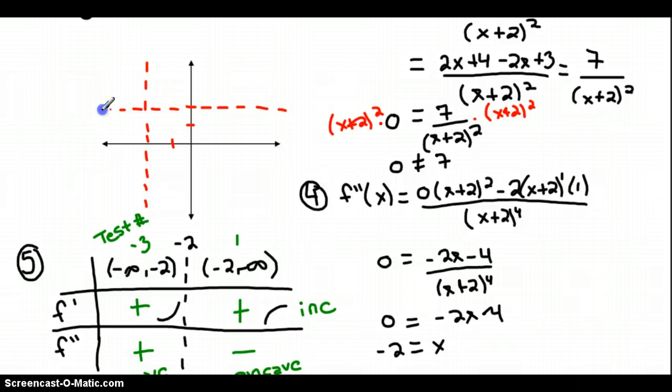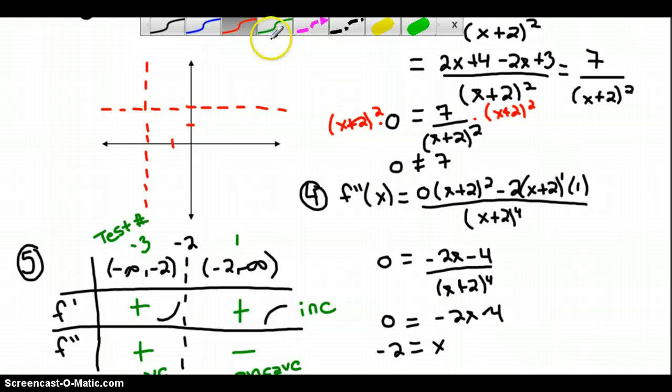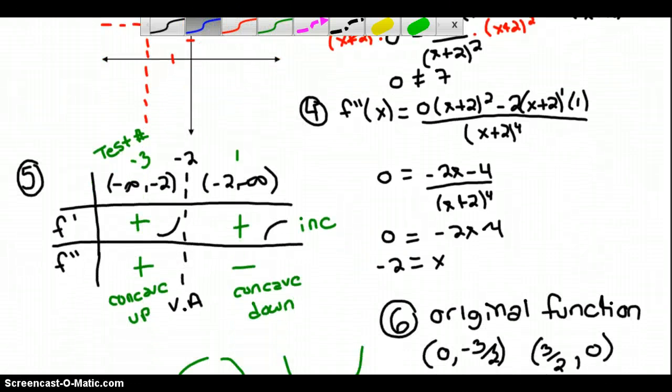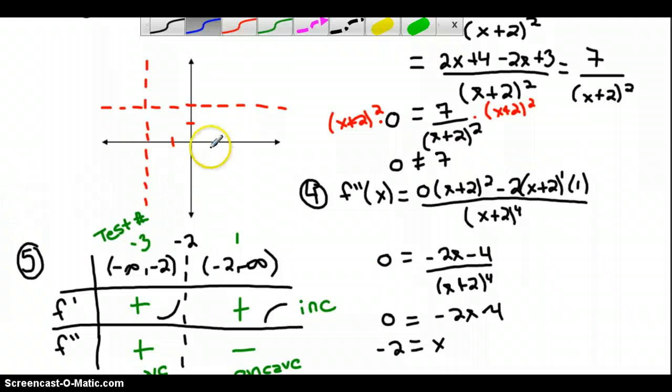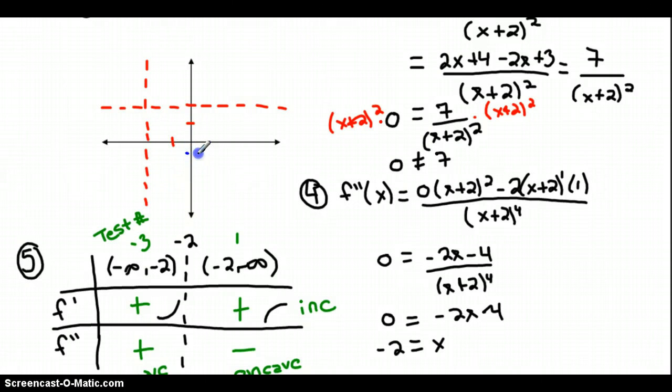I also know that, for my actual function, I'll make my actual function blue. I have points on my actual function at (0, -3/2) and (3/2, 0). So let's say 0 and then -3/2. Well, if here's -1, I'll make that red again, and here's -2.